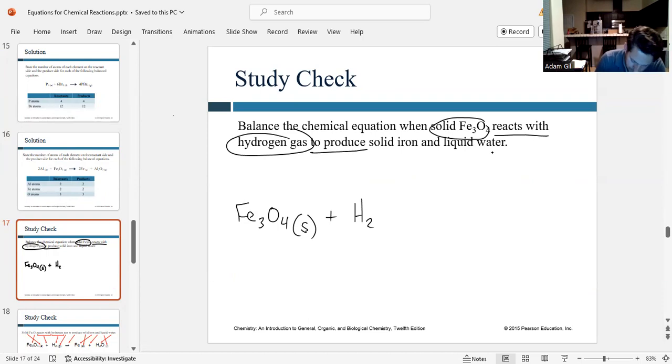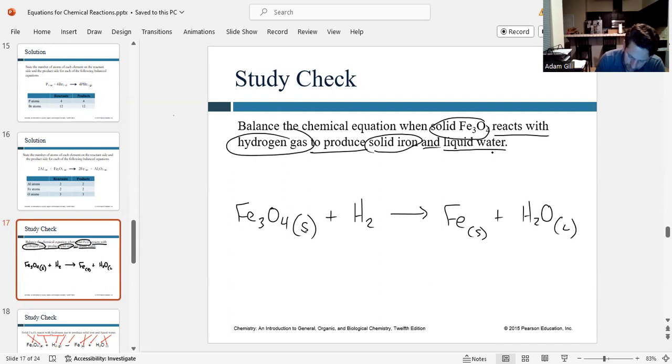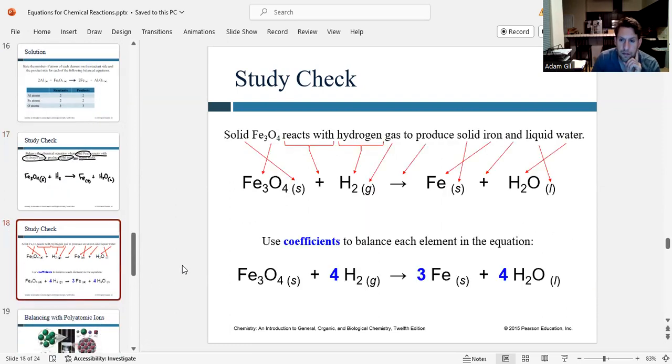To produce, arrow, solid iron. That's going to be Fe(s), and plus liquid water. So water is H2O and liquid is (l). Okay. Now, we need to balance it to make sure we have the same number of atoms on every side.